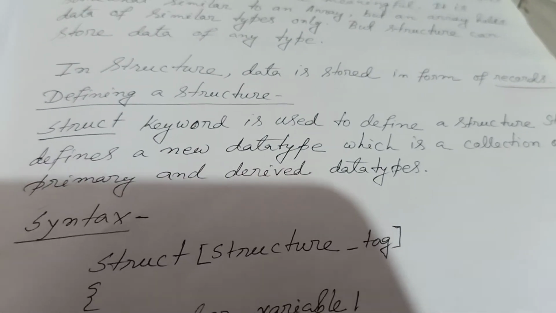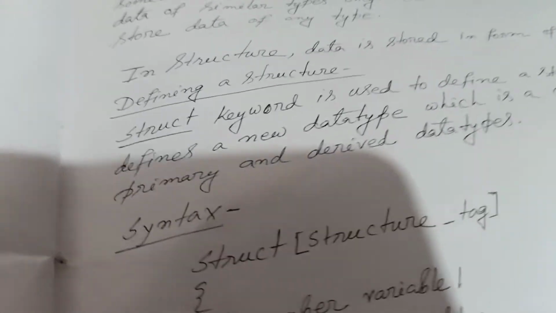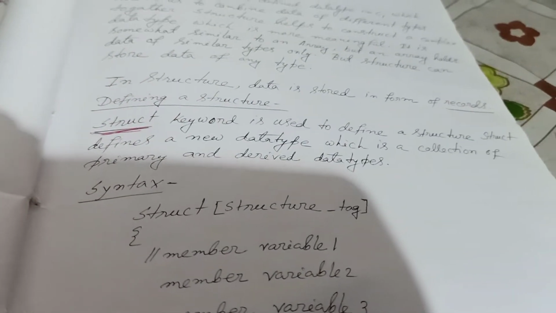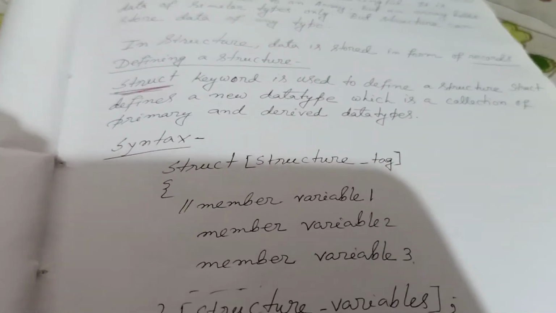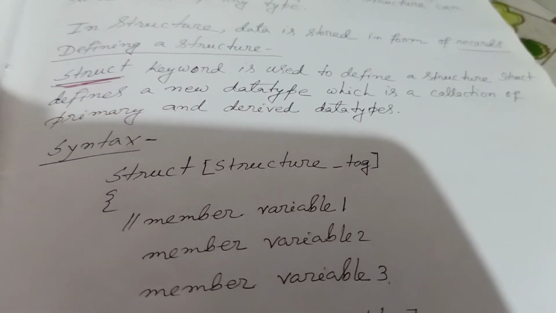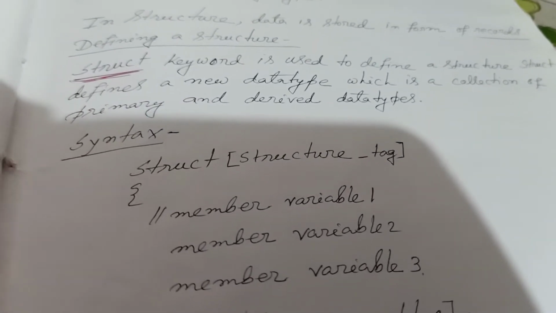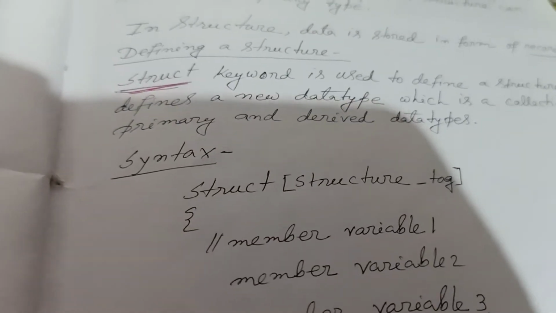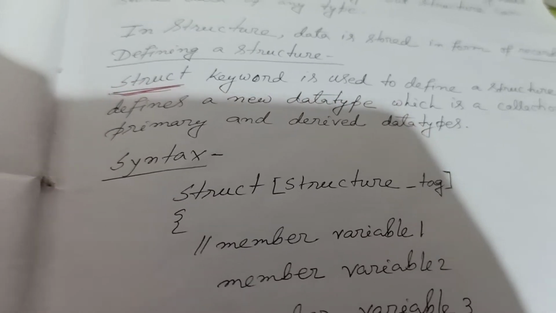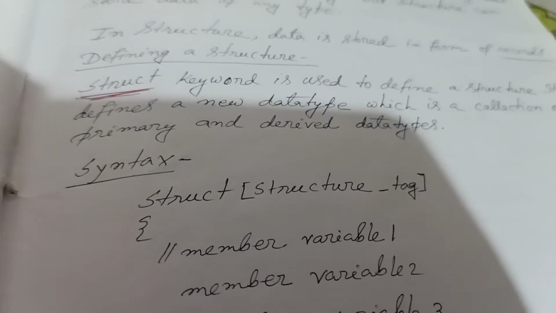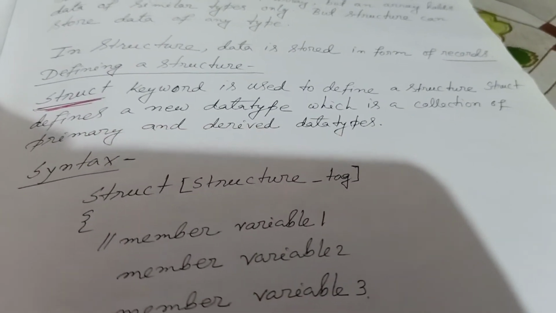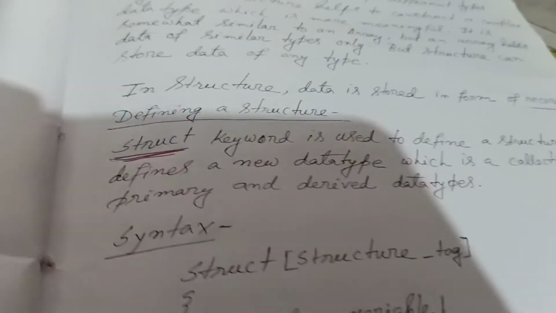Now, defining a structure. Struct keyword is used to define a structure. Struct defines a new data type which is a collection of primary and derived data types. So to define a structure we are using a keyword that is struct. Okay. Now this struct defines a new data type which is a collection of primary and derived data types.